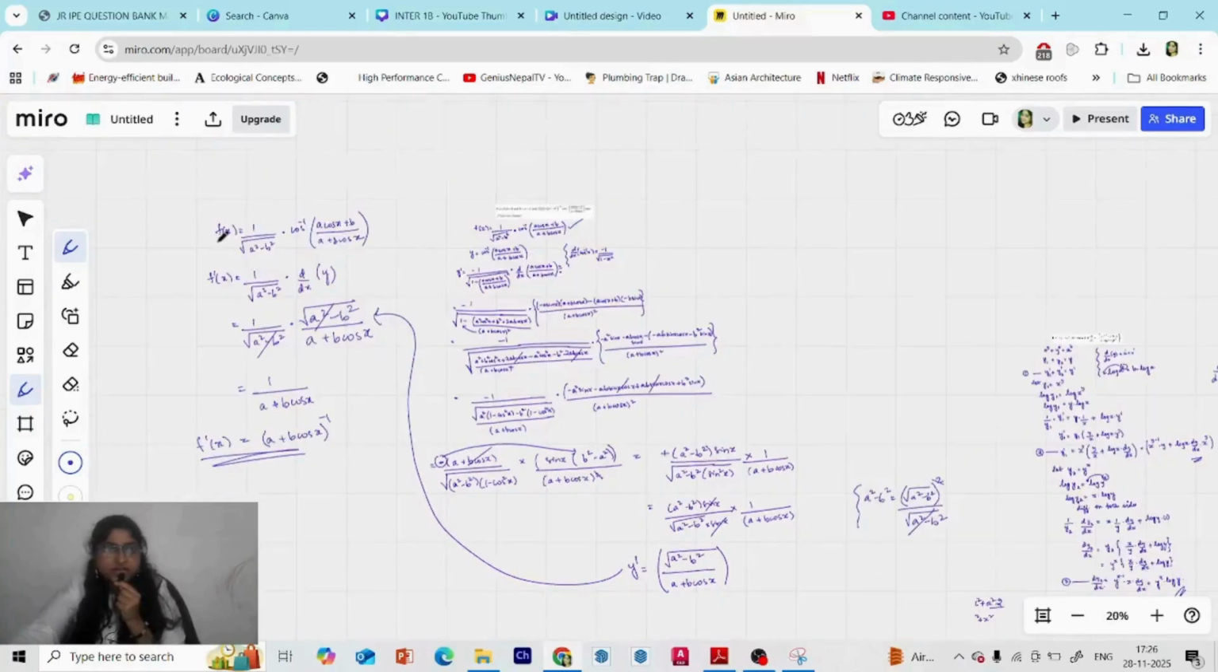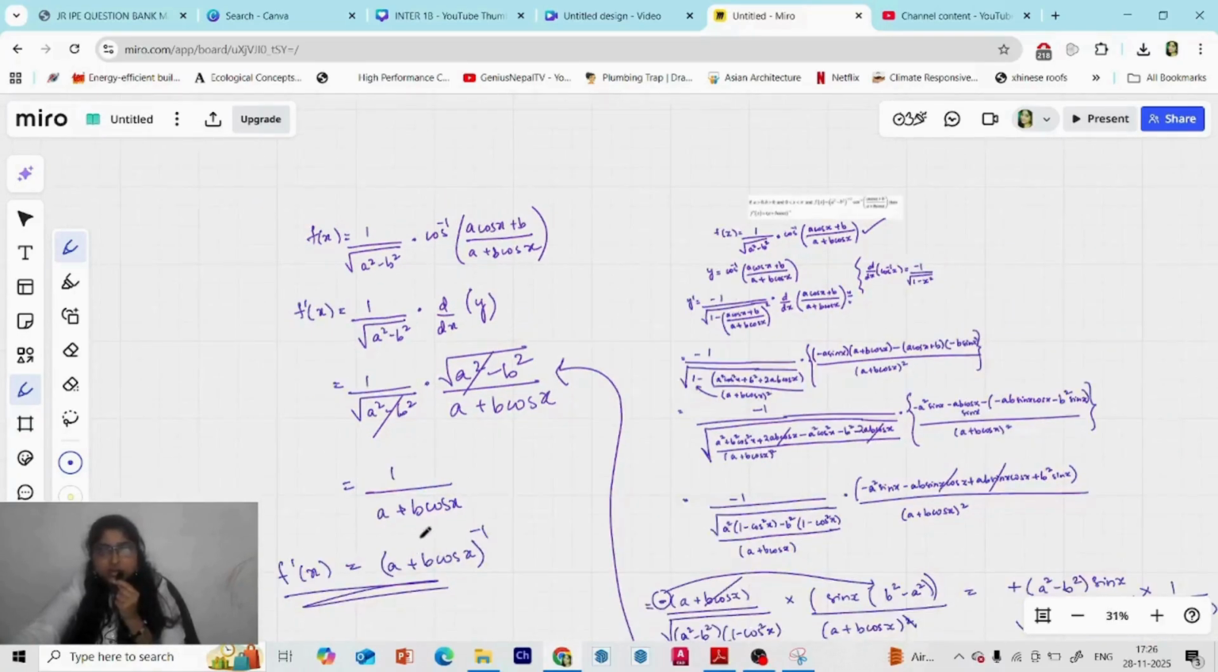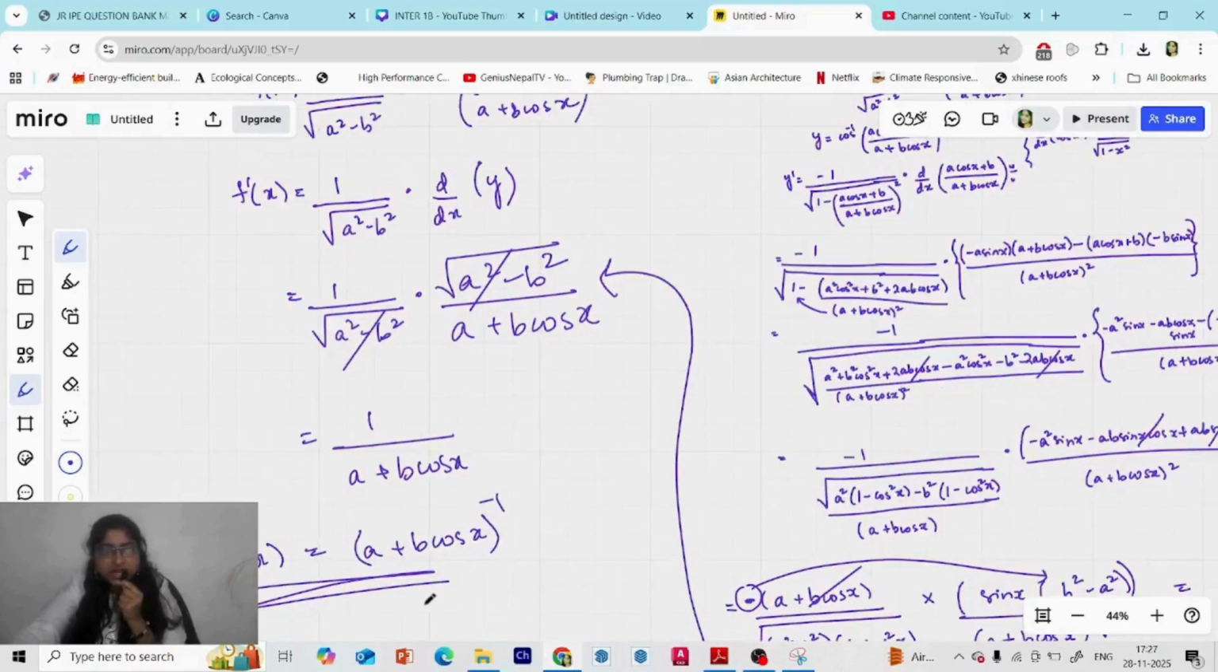And then finally you put it in this f dash x. 1 by a square root a square minus b square into this derivative, whatever you just solved. Root a square minus b square is cancelled and you will get your f dash value. Okay, chal.